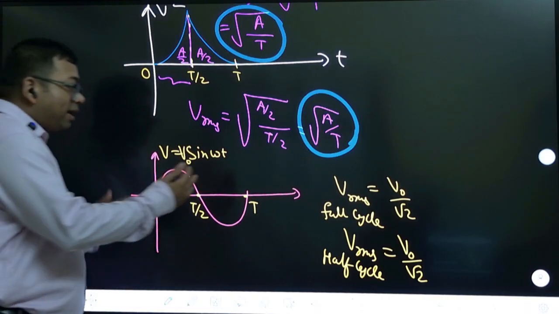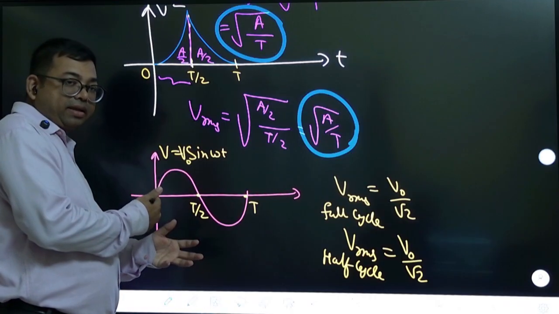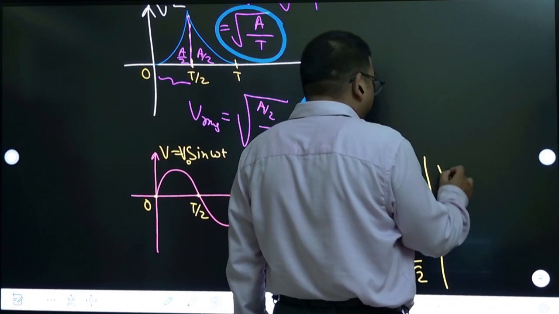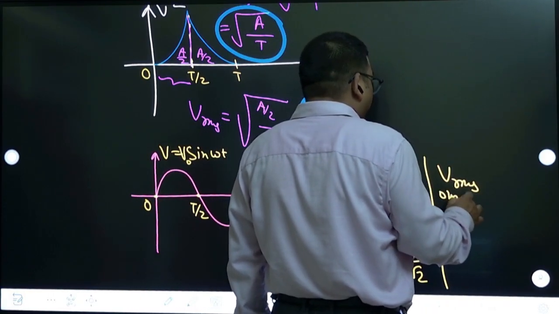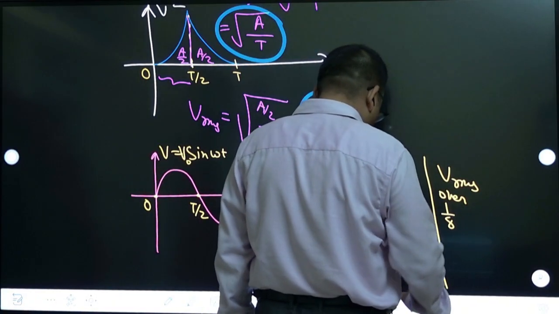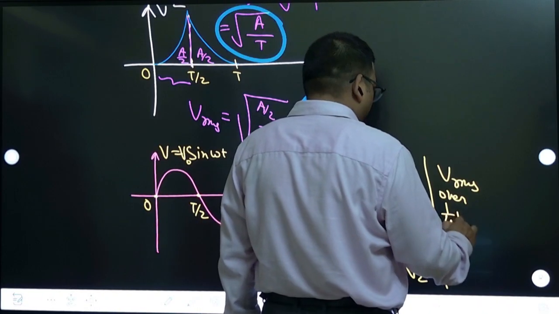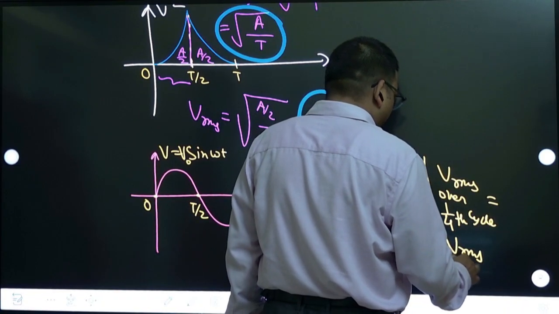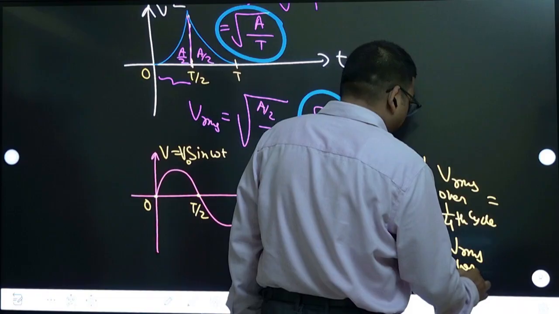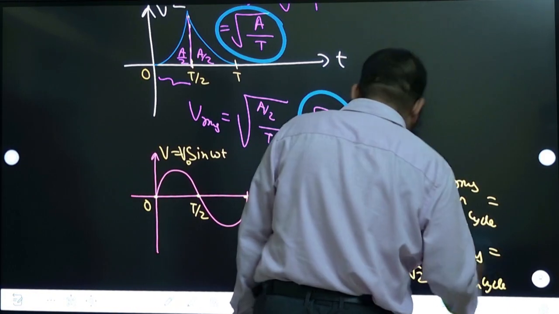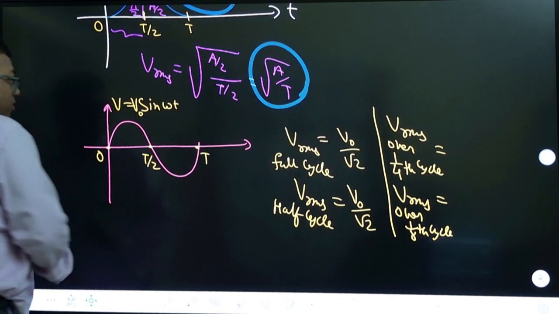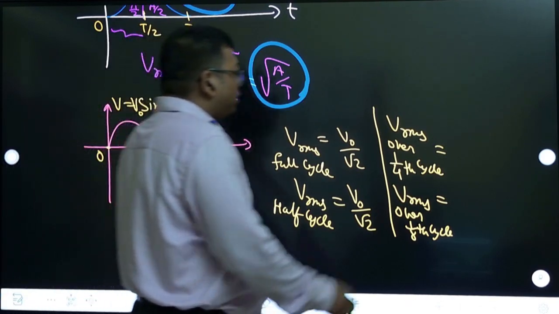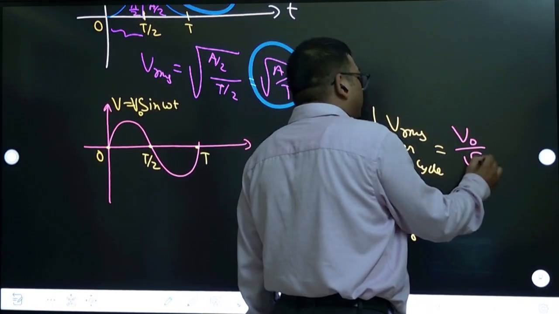Now what happens if I take 1/4 of the cycle or 1/8 of the cycle? If I calculate VRMS over 1/4 cycle and VRMS over 1/8 cycle, I think last class we did this. Can you remember the value? For 1/4 it is also V naught by root 2.